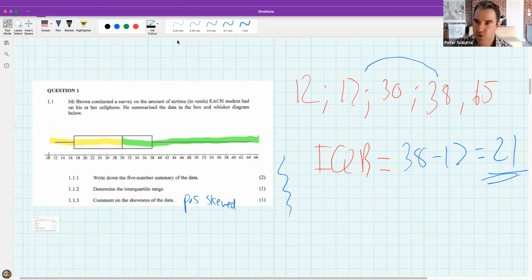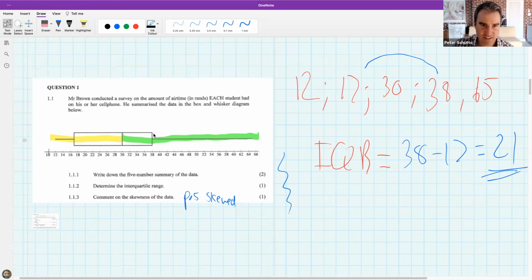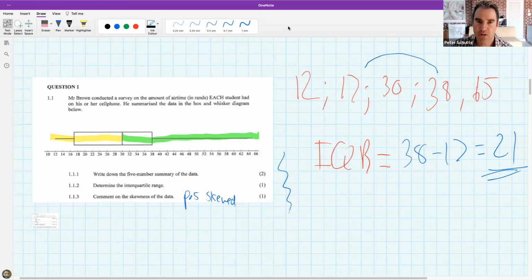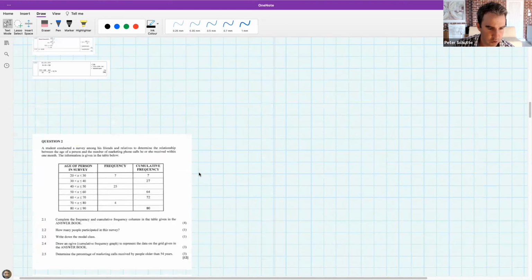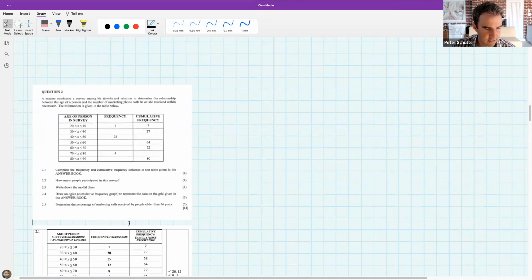Okay, so hopefully you all get exam questions like that. No problem. Let's do a grouped data question. So let's do one like this.